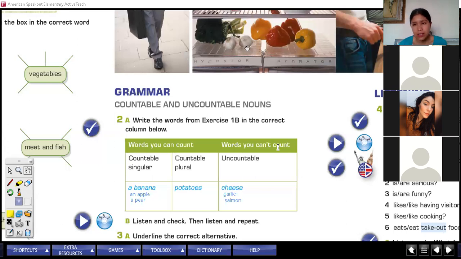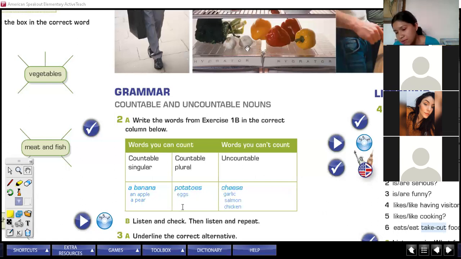Okay, chicken, same thing. Chicken, countable, uncountable. Uncountable, right? Porque es igual que el salmón. I mean, if I'm talking about the animal, of course I can count chicken. Puedo contar los pollitos. But if I'm talking about food, I cannot count the chicken I'm eating, right? Okay, eggs. Countable plural. Very good.